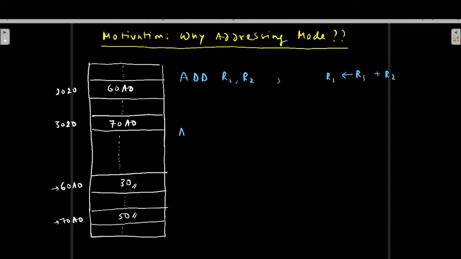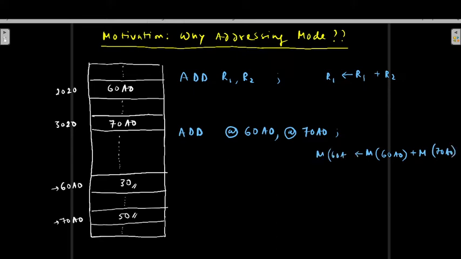Now consider another add instruction which performs the addition where the operands are specified in terms of memory address. So consider this instruction. Now what is the meaning of this instruction? This instruction will perform the addition of the memory location 60A0 with the content of the memory location 70A0 and it will store the result back to memory location 60A0.